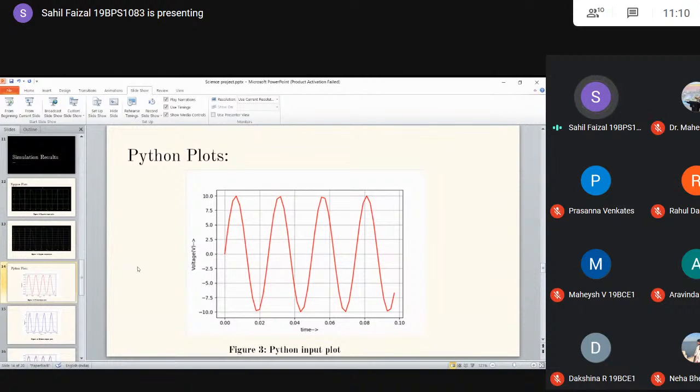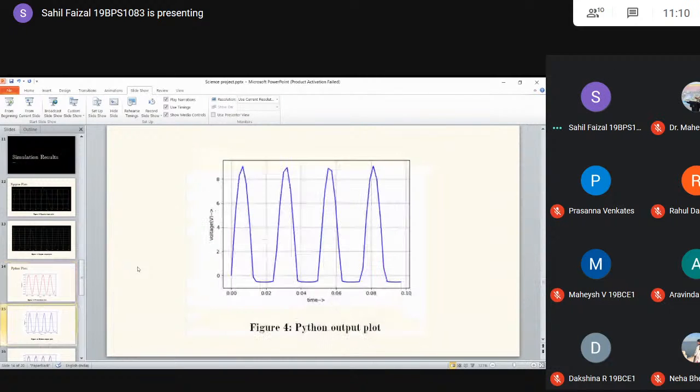The next one is the Python plot which I have got. You can see the Python input plot, with voltage from plus 10 volts to negative 10 volts. I used an amplitude of 10 volts and a frequency of 50 hertz. This is the Python output plot. Here you can clearly see it's between 0 and -1 and not up to -10. Here you can also see some clipping has happened on the positive side because of the resistance and voltage variation. It keeps on varying.